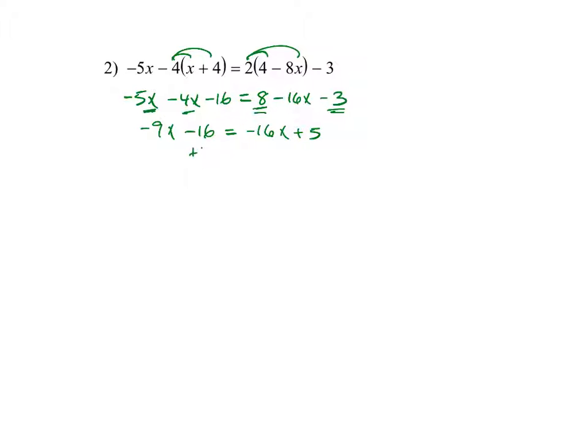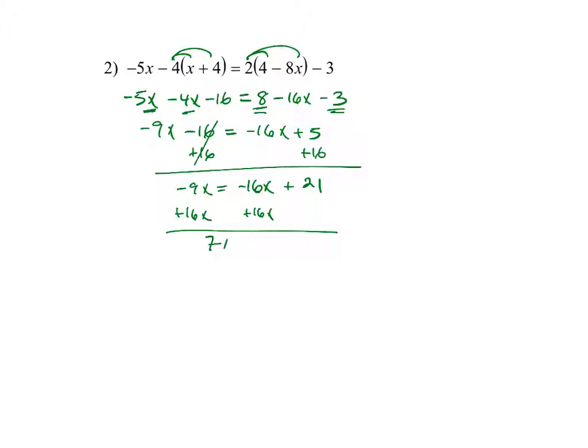Now I'm going to add 16 on both sides, in this case, right? So I have negative 9x equals negative 16x plus 21, right? And this one cancels out, so I have 0 plus negative 9x equals negative 9x. Now I'm going to add 16x on both sides, so 7x equals 21. And now I'm just going to divide by 7, so x equals 3.